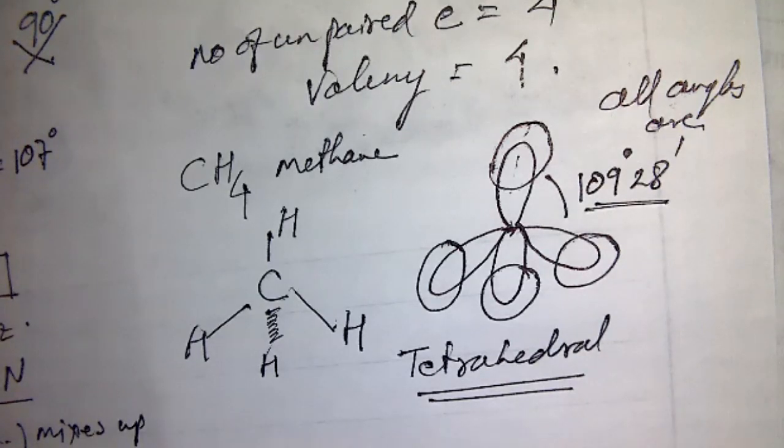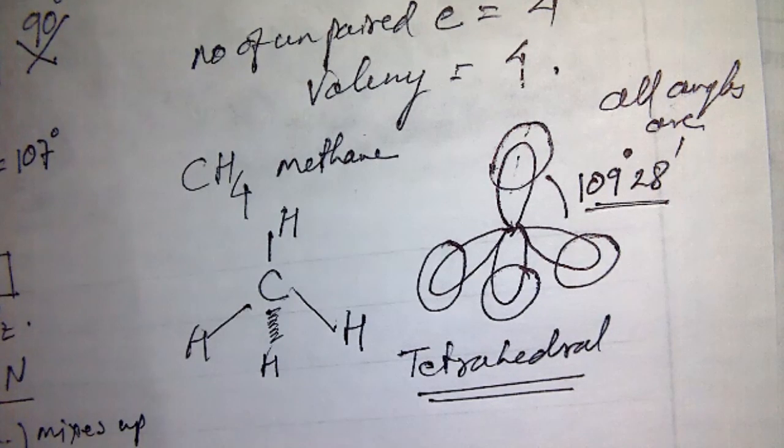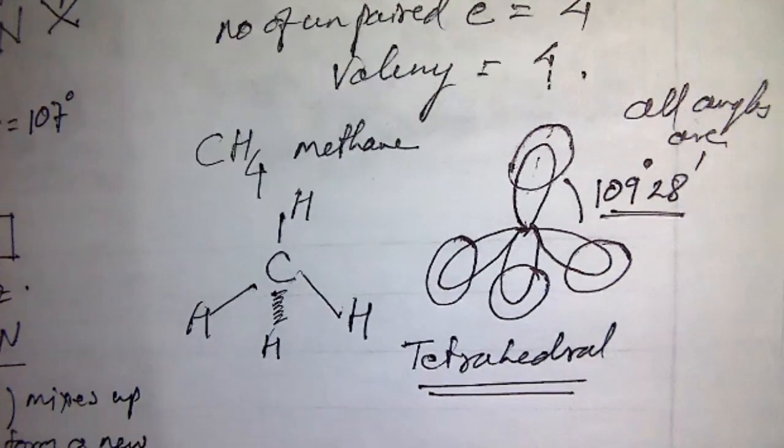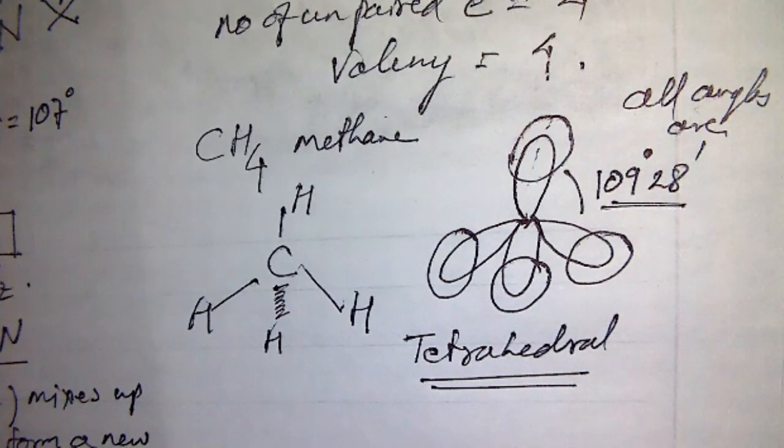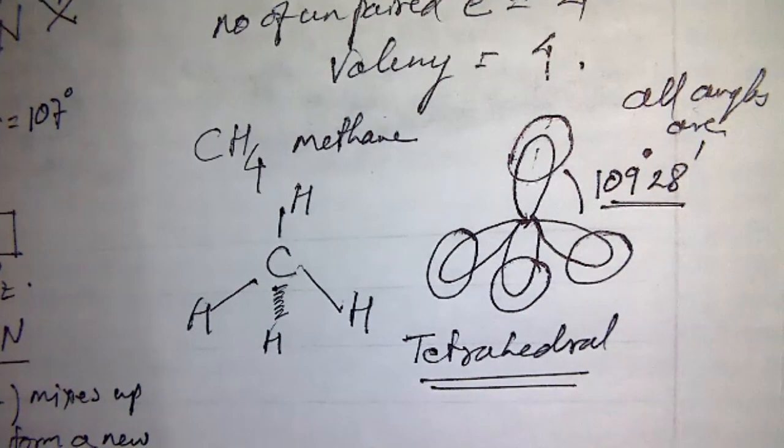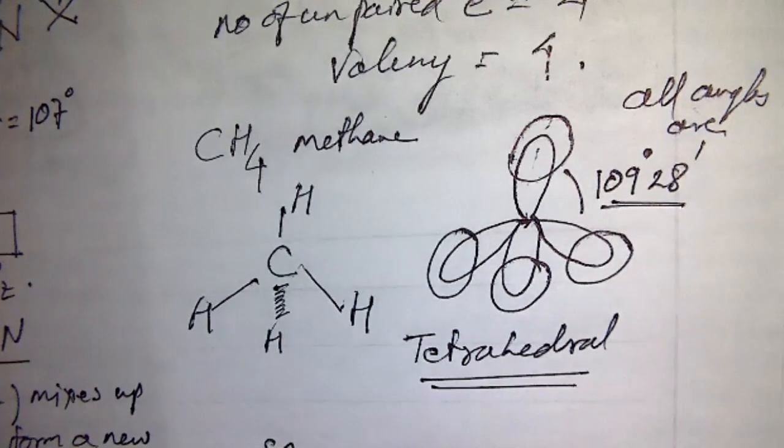Understood? So hybridization, I can give you some more examples of hybridization. Clear? And what happens to its geometry and other things. So just a few things I can tell you. Suppose I write sp hybridization.